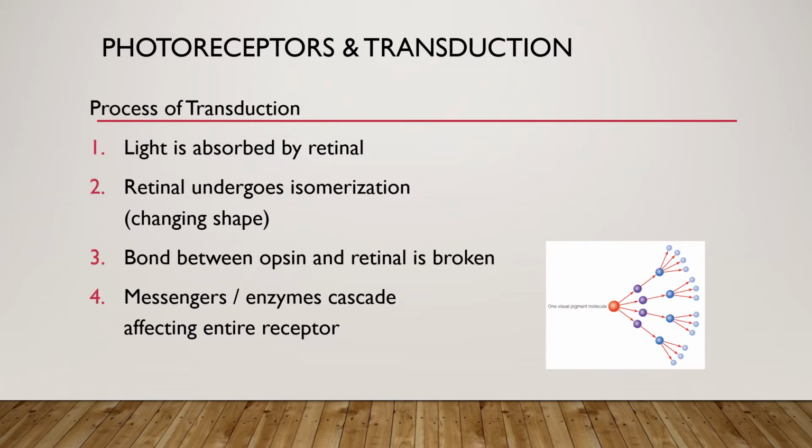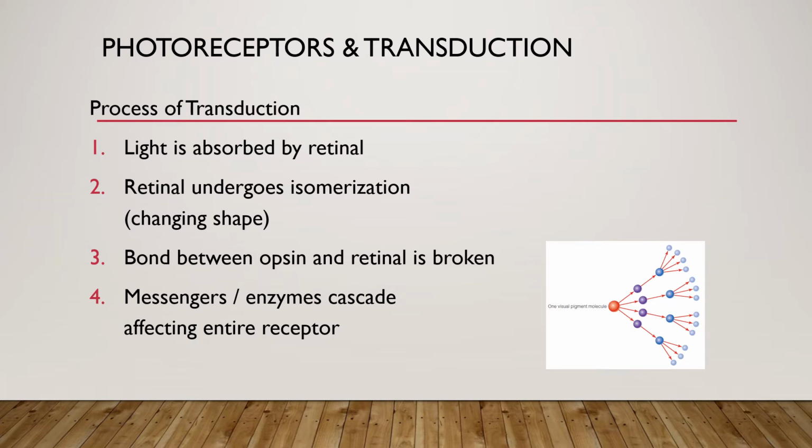So if we look at the process of transduction, the light is absorbed by the retinol, which undergoes isomerization and changes shape. The bond between the opsin and the retinol is broken, that retinol breaks off, and then it affects other enzymes, or these messengers, in cascades that then influence other visual pigment molecules to break off and isomerize, which also then influences other enzymes. So it ends up affecting the entire receptor.